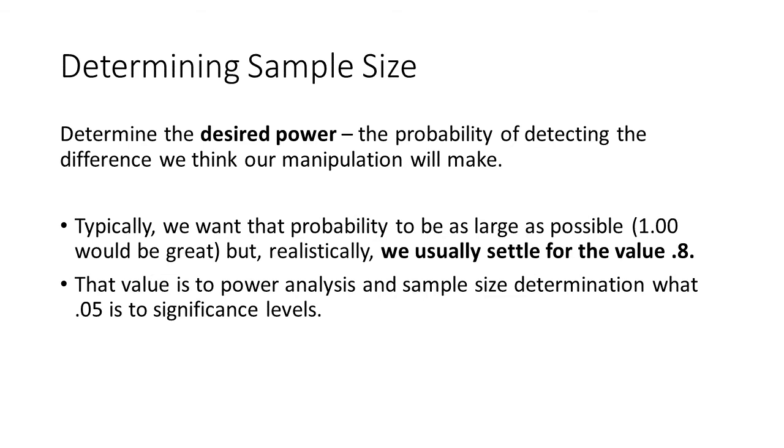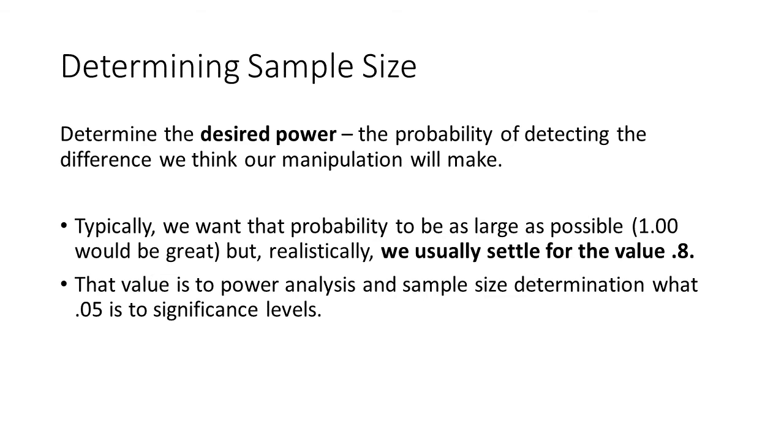So when actually determining the desired power, we have to think about how much power we want. Because too much power can sometimes be a bad thing, and we'll talk about that near the end. But how much power is just enough? With the desired power, it's the probability of detecting the difference we think our manipulation will make. So we can think of this probability on a 0 to 1 scale. And on average, this value is set at 0.8. We want 80% power in determining the likelihood of finding something.